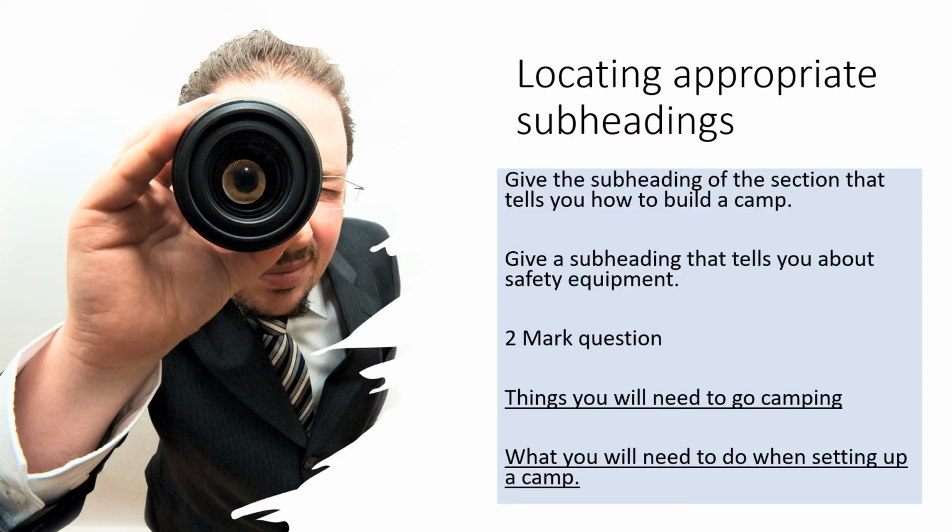So locating appropriate subheadings. Now a subheading is any heading that is below the main title, and it's usually located on the left hand side. This is a 2-mark question. I'll just give you one example. So it says give a subheading that tells you about safety equipment. So for that you've got to kind of go back to the text that it's referring to and have a quick scan and see if you can find anything that has a similar meaning to that. And I would pick the one that says what you'll need to do when setting up a camp.